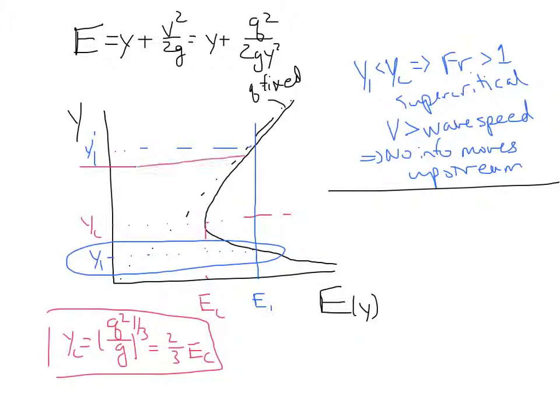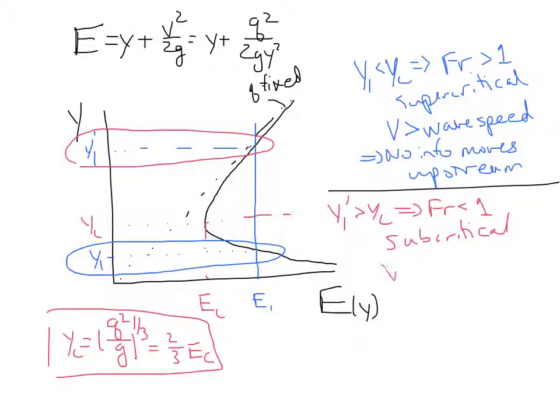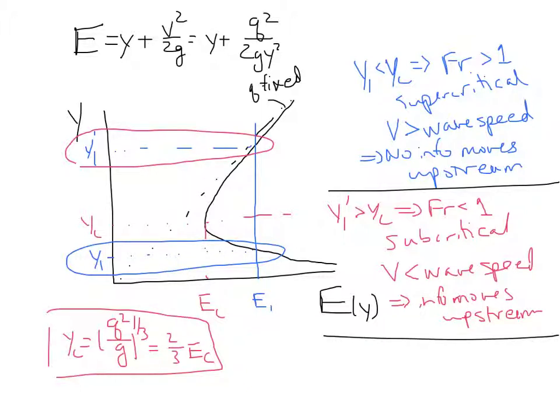The upper part of the branch has depth that is greater than the critical depth, which means the Froude number is less than 1, means flow is subcritical. Means the velocity of the fluid is less than the wave speed, and it means information moves upstream. So the result is that these two flows have very different characters. So on the upper branch, we have the red text. On the lower branch, we have the blue text.